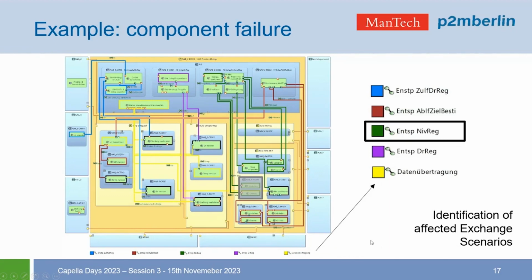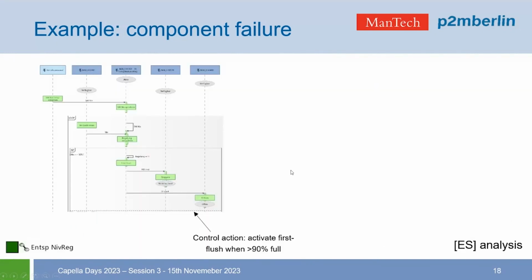And the functional chain of the level regulation corresponds to the exchange scenario that we have here. As you have seen in the explanation, we have here all the components that are involved in this exchange scenario. And this rectangle you can see here is an alternative operand, and it describes the control action of activating the first flush when 90% is reached.